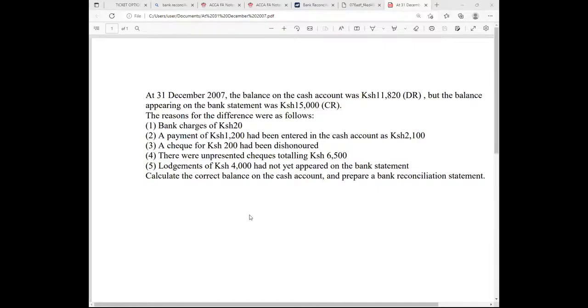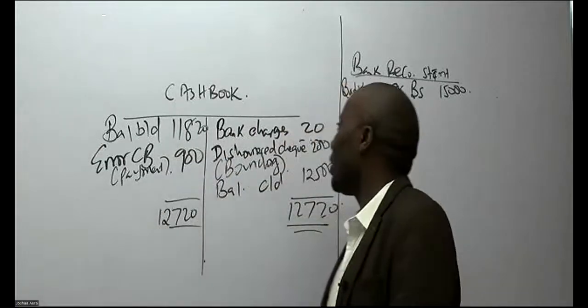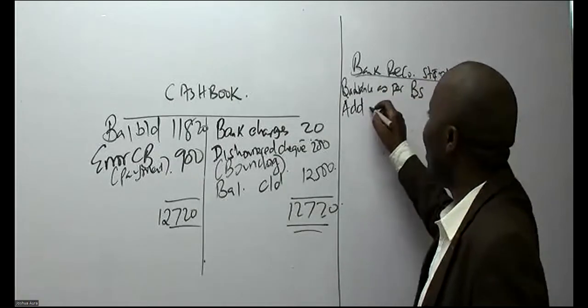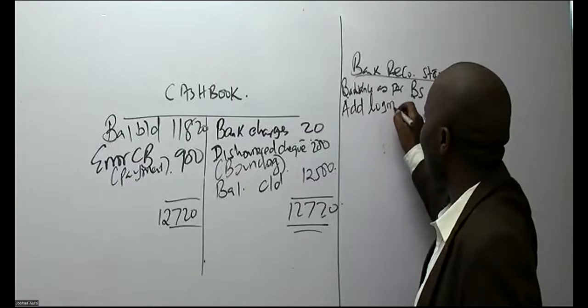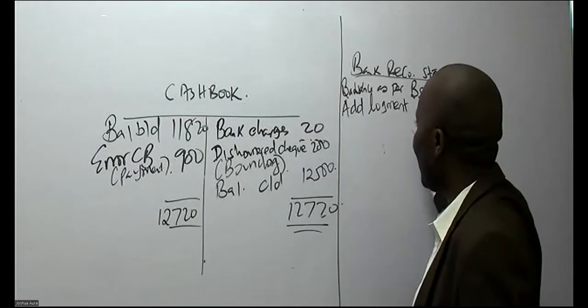15,000. Now, ladies and gentlemen, after that, the next thing that I'm supposed to be doing, I know straight away, once I have this figure, I know what I'm supposed to be thinking about. I'll come here and add any unrecorded lodgements. Any unrecorded lodgements will be added there.